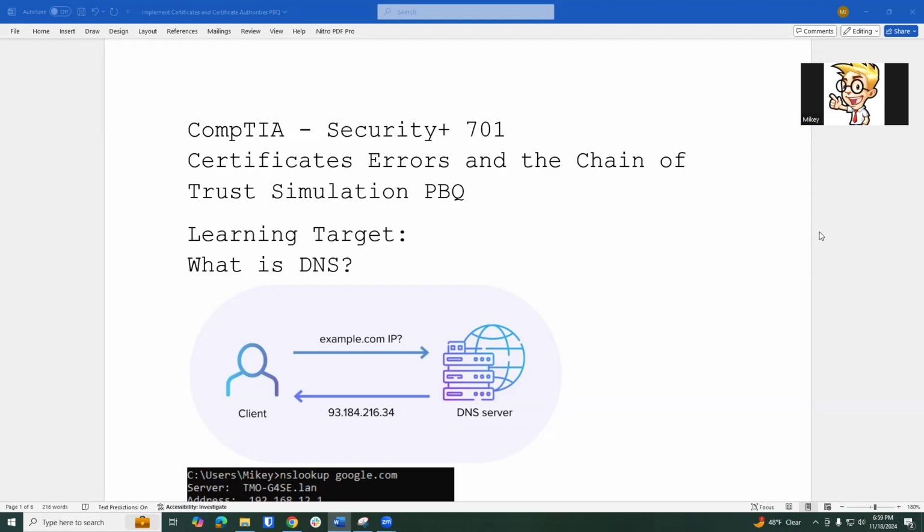Today we'll talk about certificate errors, and we'll also look at the chain of trust. This is a simulation PBQ.